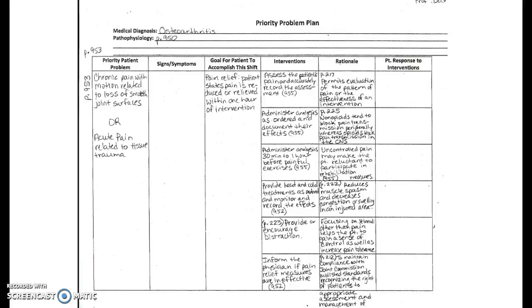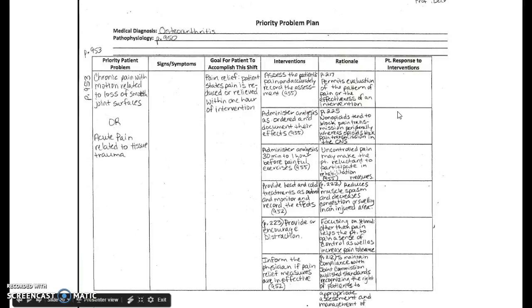So again, just like we had a whole entire chapter on mobility, we have a whole entire chapter on pain management. And if you look on 217, just under assessment, it says assessment is the first step in pain management. Skip a couple, and then it says accurately record the assessment. This process permits evaluation of the pattern of pain or the effectiveness of an intervention. And so that's where I got my rationale.